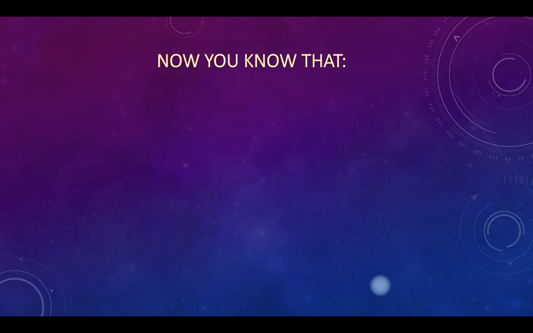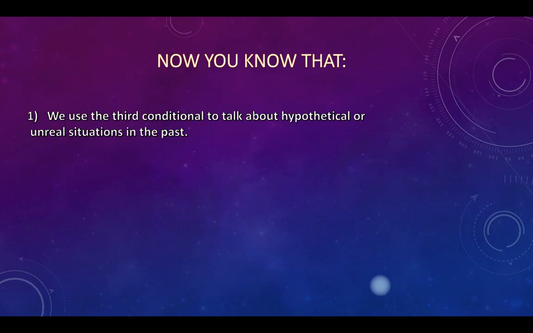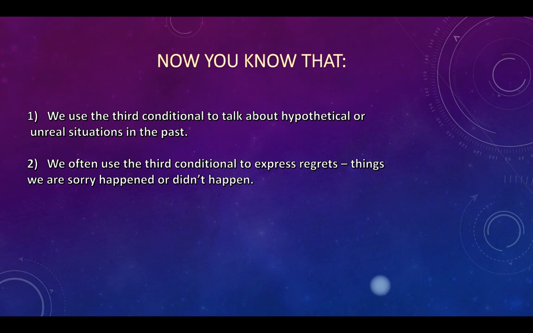So the things that I want you to remember is that we use the third conditional to talk about hypothetical or unreal situations in the past. Past is the crucial word here. We often use the third conditional to express regrets, things that we're sorry about, things that we are sorry that happened or didn't happen in the past.